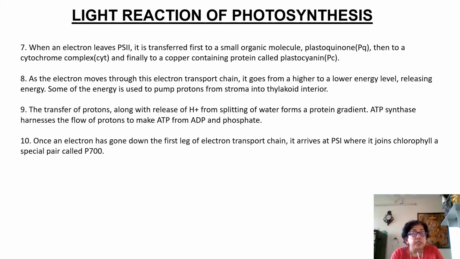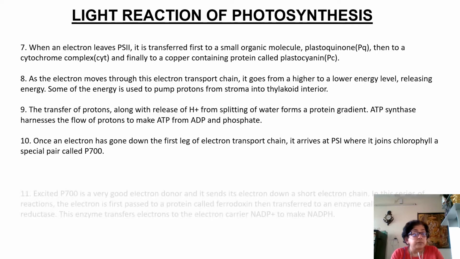Once an electron has gone down the first leg of the electron transport chain, it arrives at photosystem 1, where it joins the chlorophyll a special pair called P700. Because the electrons have lost energy prior to their arrival at photosystem 1, they must be re-energized through absorption of another photon.